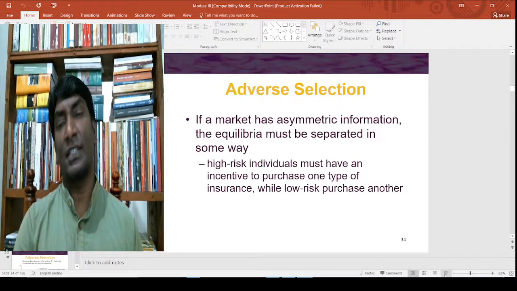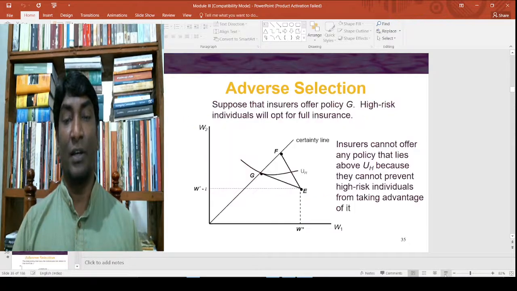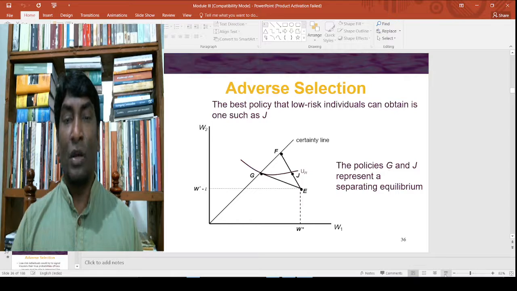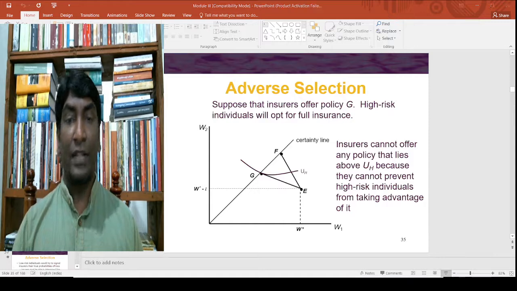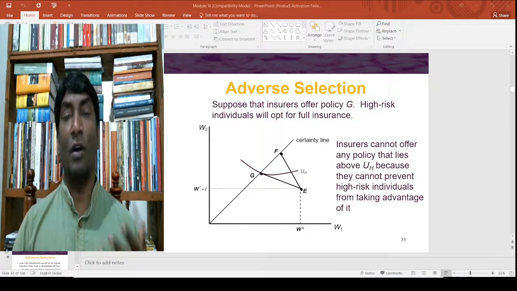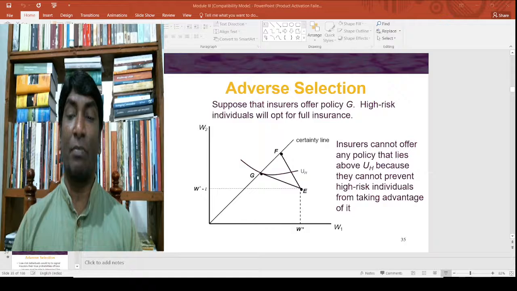So if a market has asymmetry of information, the equilibrium must be separated in some way. That is, a high risk individual must have an incentive to purchase one type of insurance over the other. This can be depicted with the help of this graph. Suppose that an insurer offers a policy G; a high risk individual will opt for full insurance. Insurers cannot offer any policy that lies above UH, your utility curve, because they cannot prevent high risk individuals from taking advantage of it.